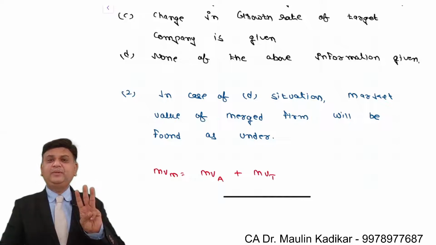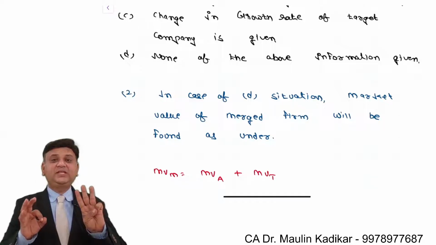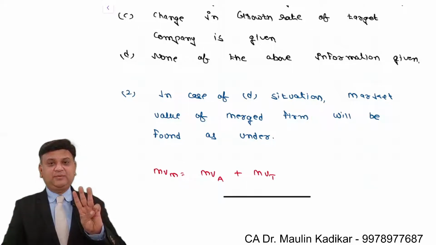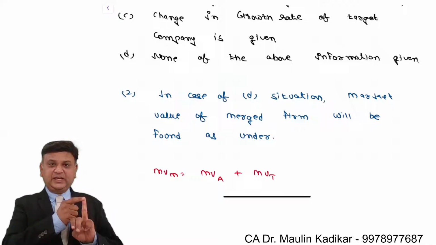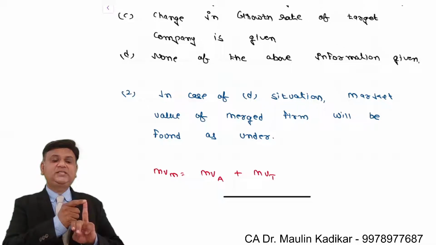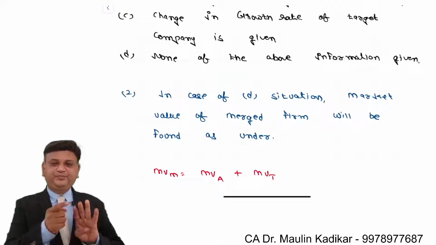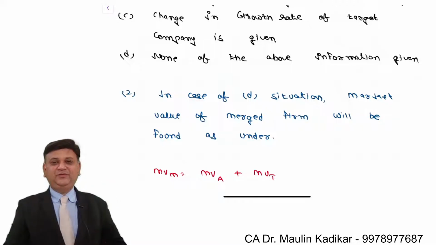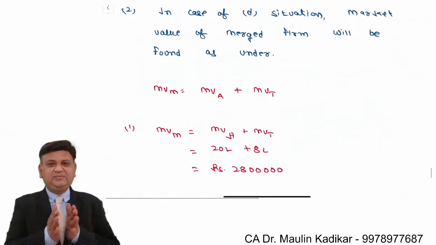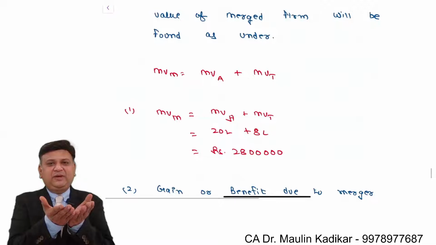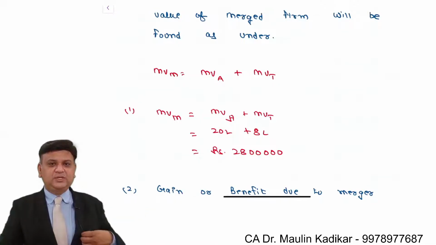Third, we may be provided with the information about the change in the growth rate of the target company. Then in that case, we are required to compute the revised market value of the target company and then add it to the current market value of the acquiring company to compute the market value of the merged firm. Last, none of the three information is provided to us. That is what this question is. Very simply, you are required to add both the market values to compute the market value of the merged firm.